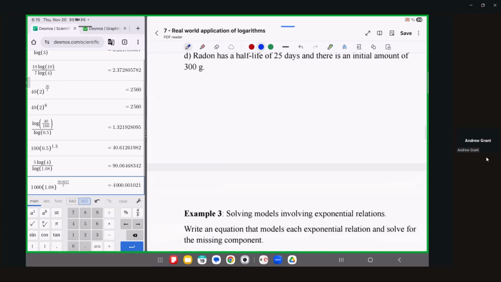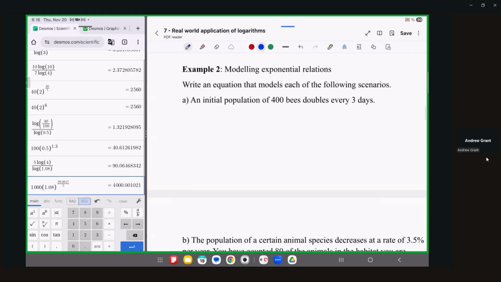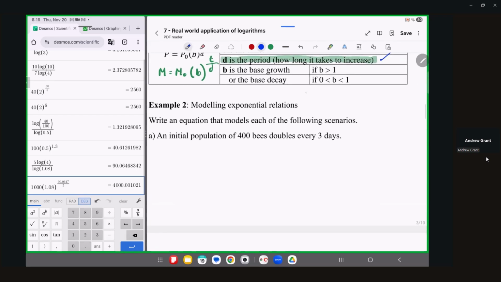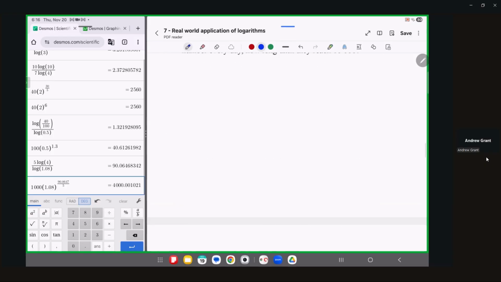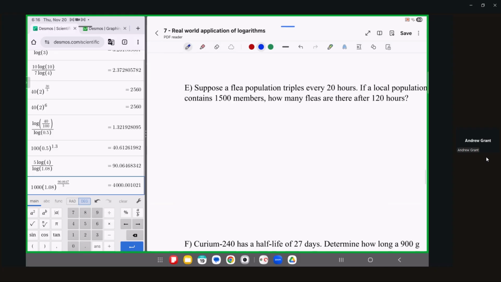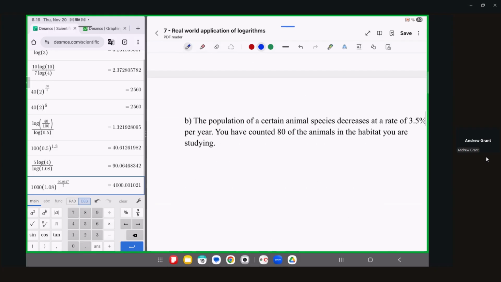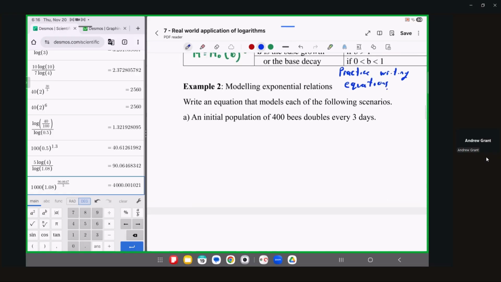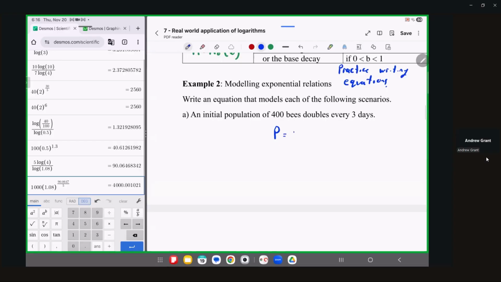So for the first 4 questions, example 2, parts A, B, C, and D, we're just going to practice writing equations. We're not going to do anything with them because we have plenty of those to choose from. I think we go up to like 10 examples of these. So we're going to just practice with writing out equations. And so our general equation is capital P is equal to P naught times b to the power of t over d.